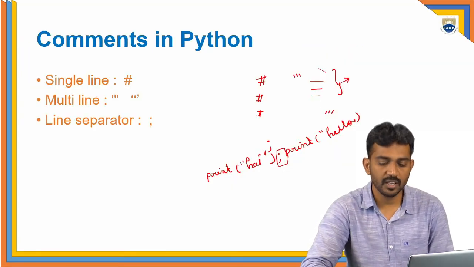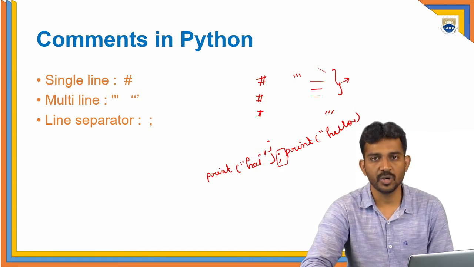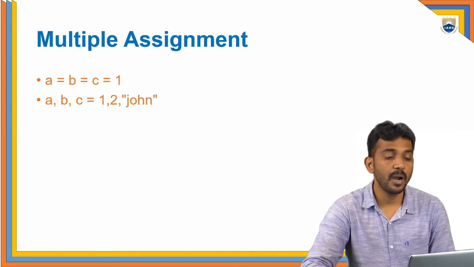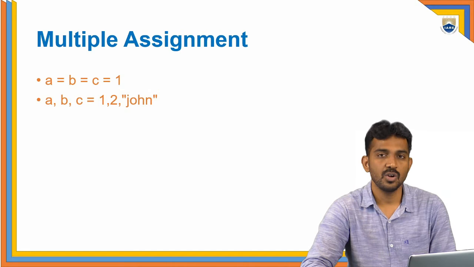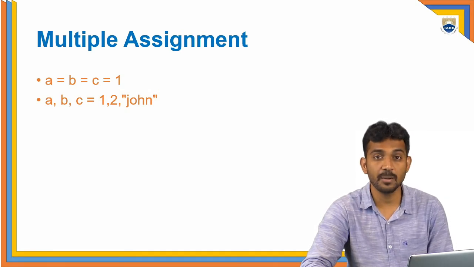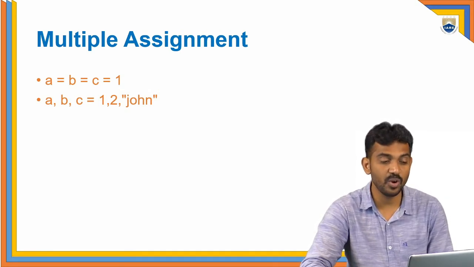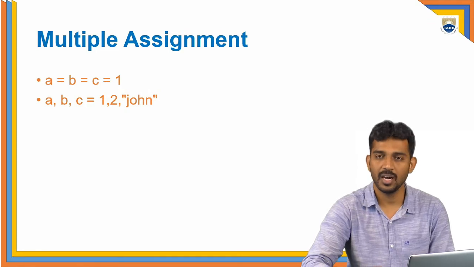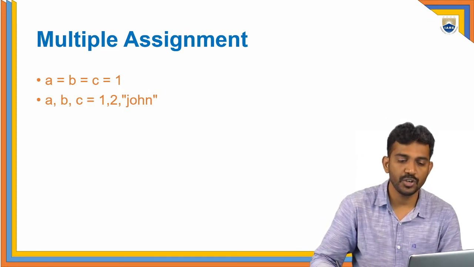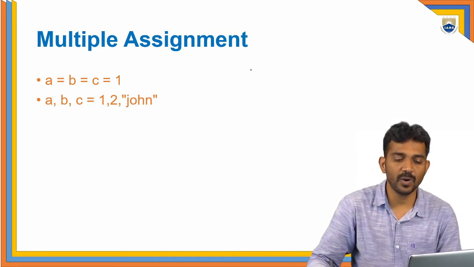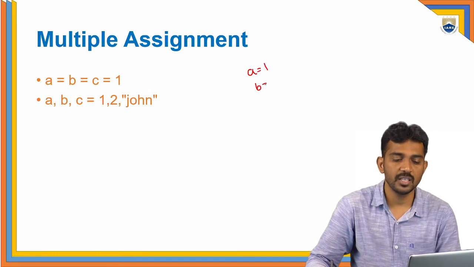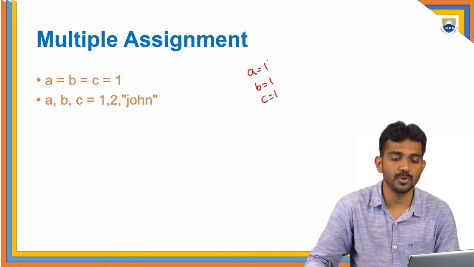Right. We have seen comments and quotations. Now we are going to see multiple assignments. First we saw multi-line assignment, right? So now we are going to see multiple assignments. Suppose you want to assign A equal to 1, B equal to 1, C equal to 1. Generally this is the procedure, right?